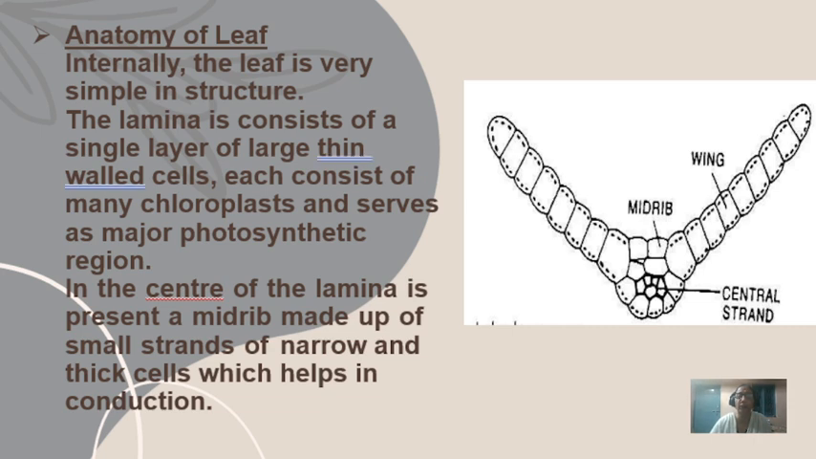The anatomy of the leaf is very simple. The lamina consists of a single layer of large thin-walled cells. These thin-walled cells have many chloroplasts and serve as the major photosynthetic regions. In the center of the lamina is present a midrib made up of small strands of narrow thick cells which help in conduction.